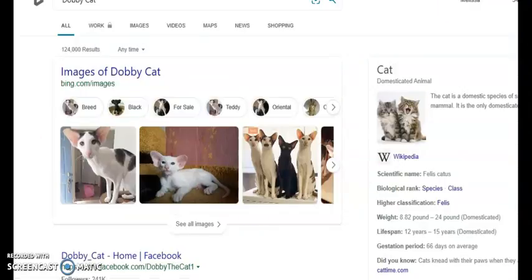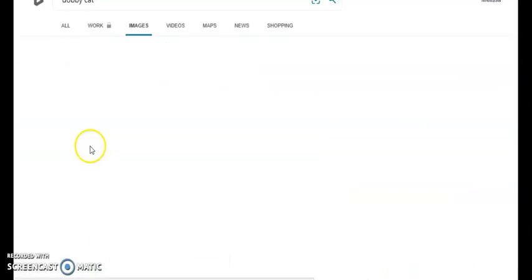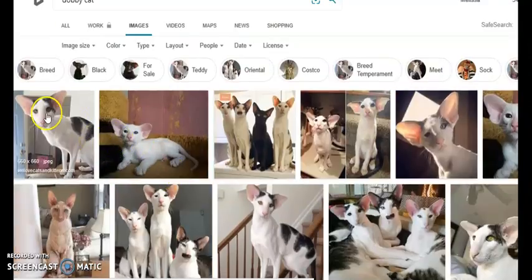Just for a little break, if you were ever wondering what this cat is named, it's called the Dobie cat. It has big ears. Very cute. It's actually called an Oriental Shorthair.